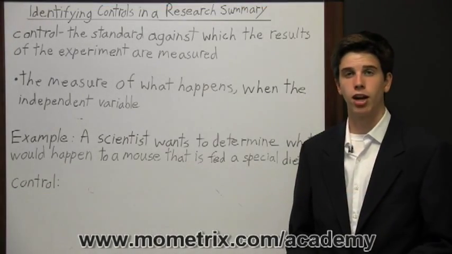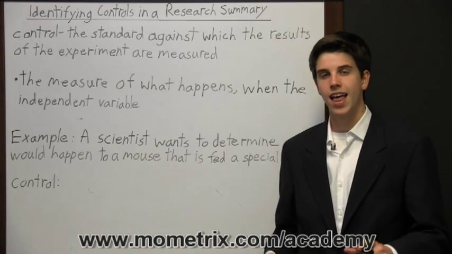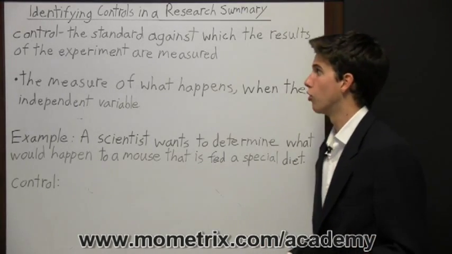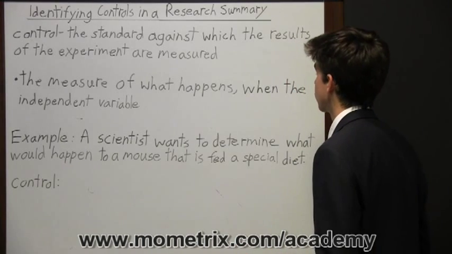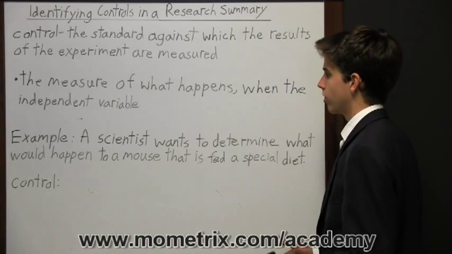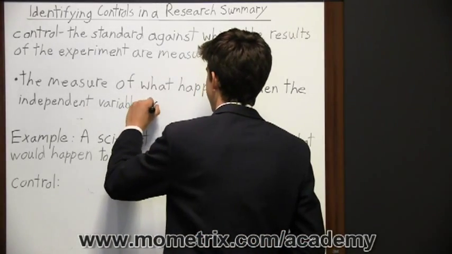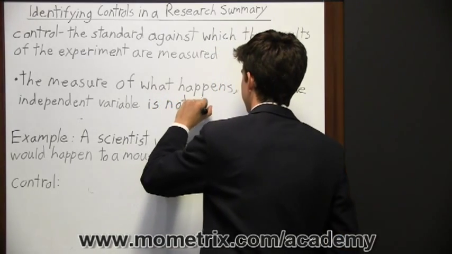When you are evaluating a research summary, you should take special care to identify the experimental control, which is the standard against which the results of the experiment are measured. In other words, it's the measure of what happens when the independent variable is not manipulated.